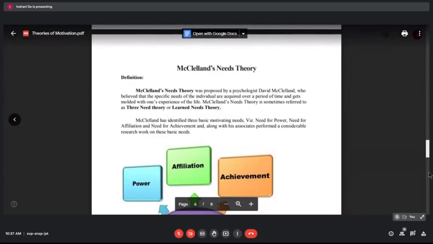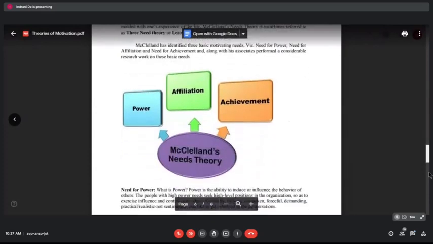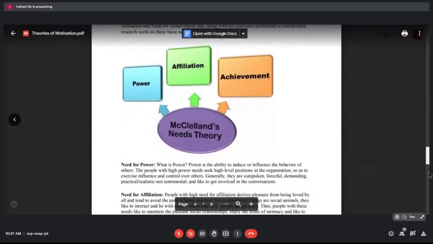Then comes McClelland's need theory. According to McClelland's need theory, we have three types of need: power, affiliation, and achievement. So, what is need for power? Power, we know. Power means how we can influence the behavior of others. So that is the power, the ability to influence others' behavior.